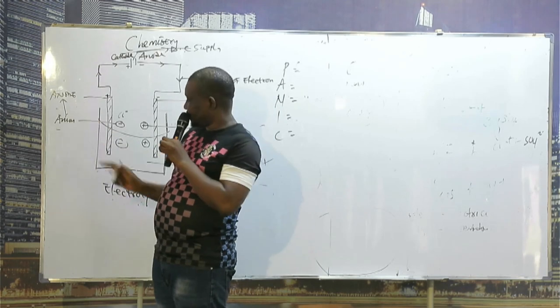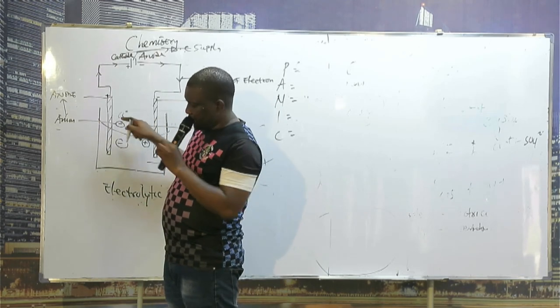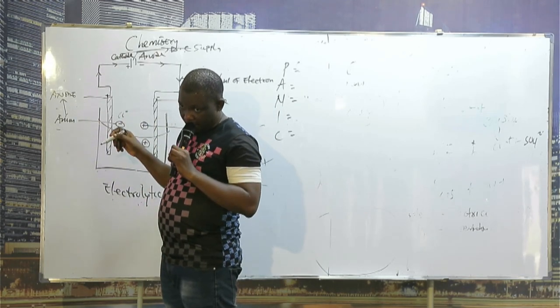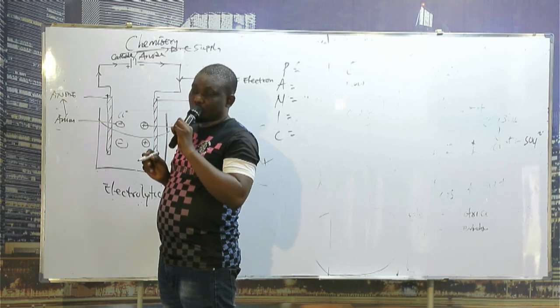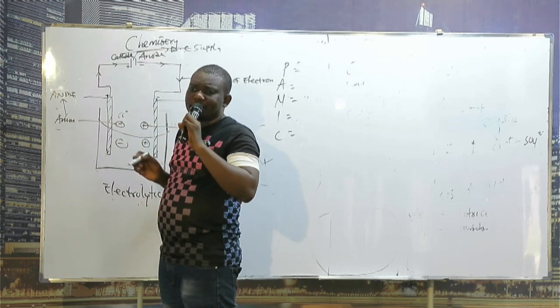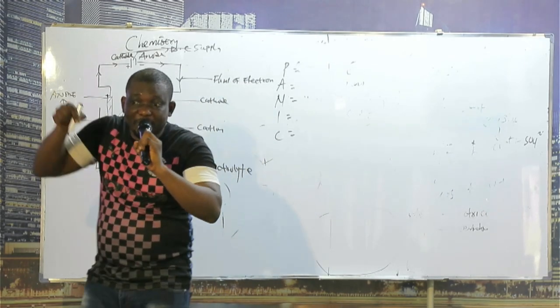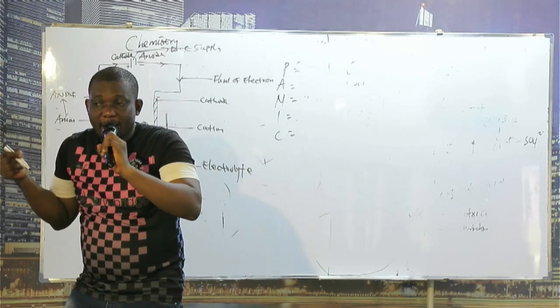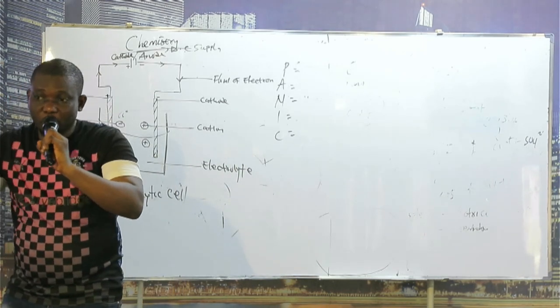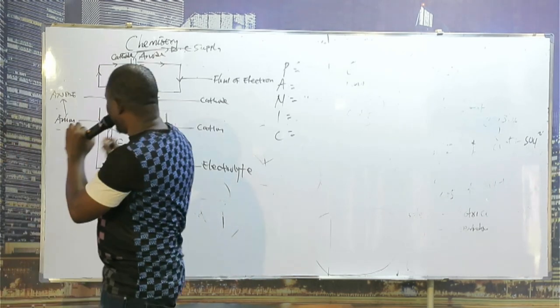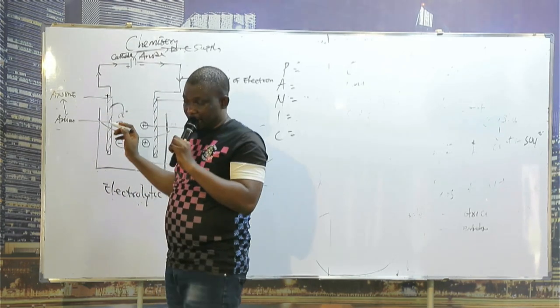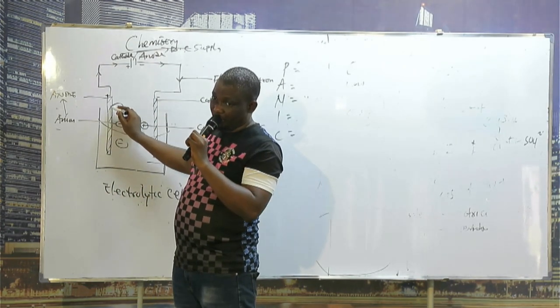In this regard, chlorine will lose electron. Why is chlorine losing electron to the anode? Anode is the part of the electrode that is deficient of electron. Anode is deficient. That is why ions that migrate to anode will lose electron.